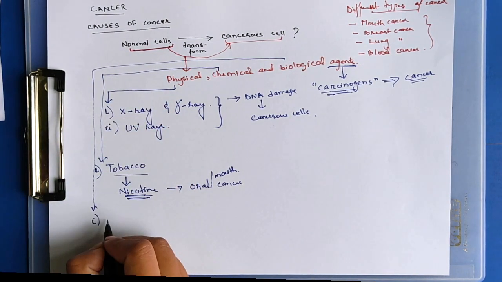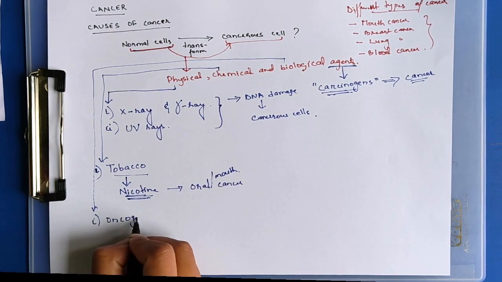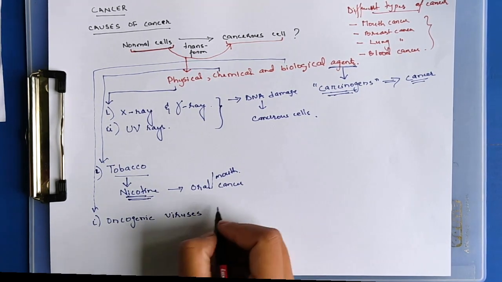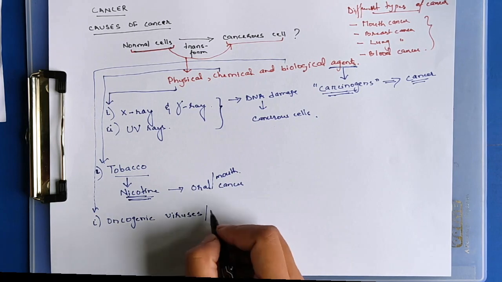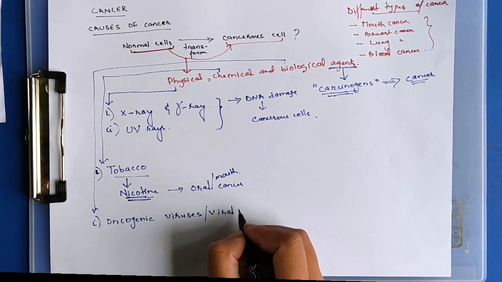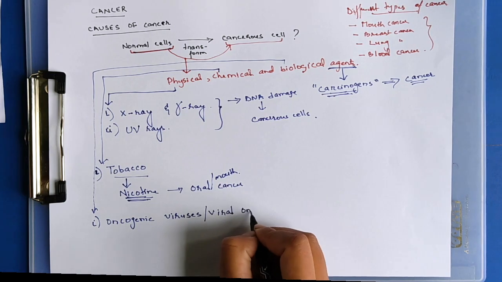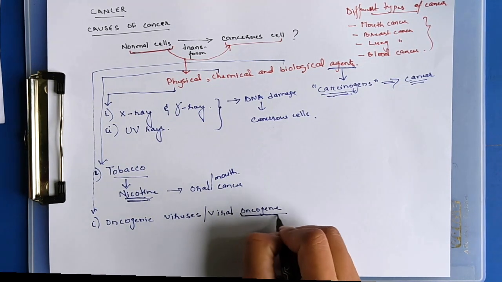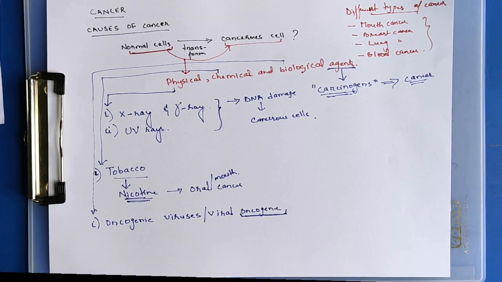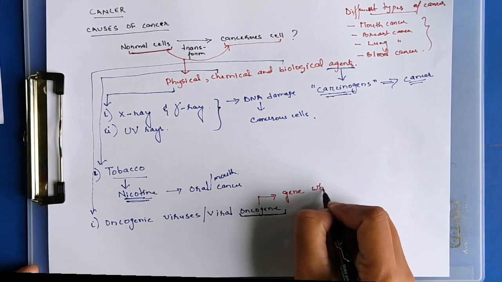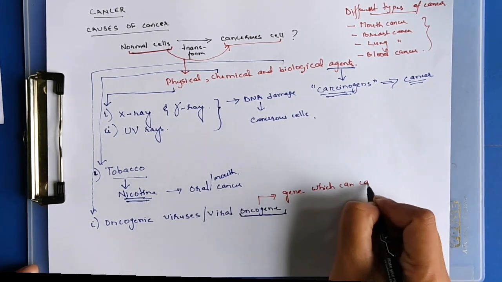The first one is oncogenic viruses. There are some viruses which are present in our genes which can cause cancer. They are known as oncogenic viruses or viral oncogenes. Oncogenes means a certain type of genes which can cause cancer.